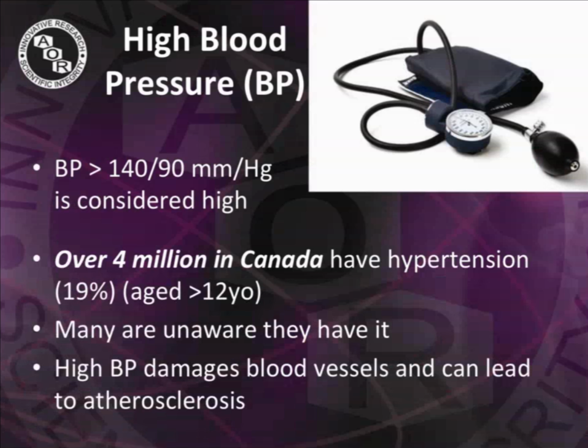High blood pressure. To be considered high, we have to get a reading of 140 systolic over 90 diastolic, and this has to be on 3 different occasions. It's estimated over 4 million people in Canada have high blood pressure. That's about 20% of the population. Many are unaware that they even have it, which is even more astounding, because even though there's a significant percent of the population who have high blood pressure, many people with high blood pressure don't even know that they have it.